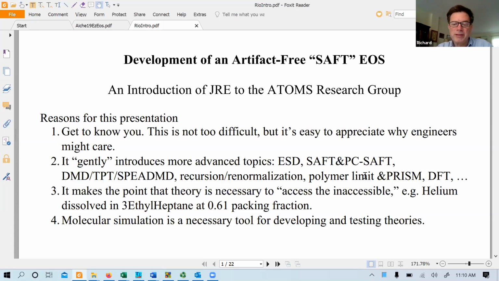The polymer limit, this is when your chain length goes to infinity. And that's something that comes up in the SAFT perspective pretty quickly.